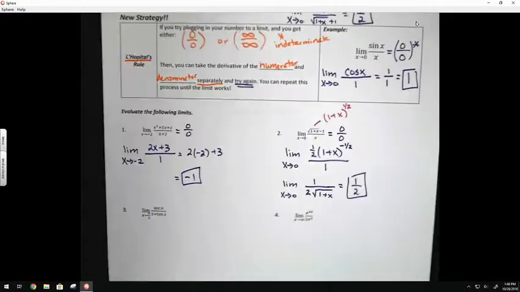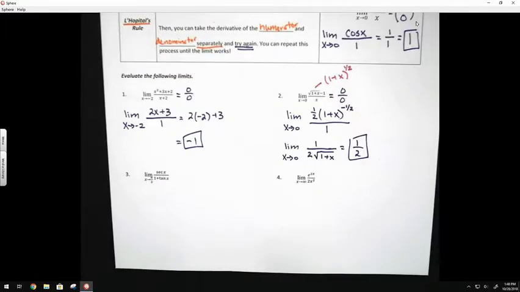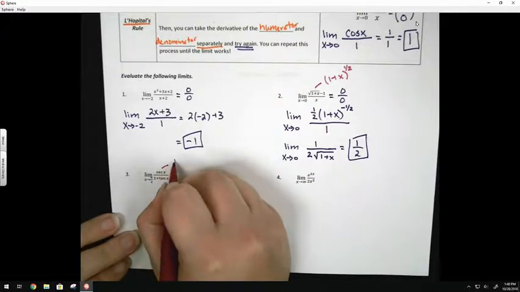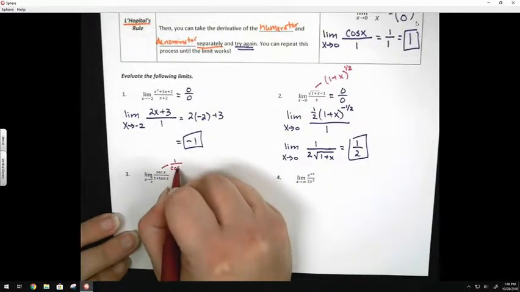So now we're going to look at the limit as x approaches pi over 2 of secant x over 1 plus tangent x. Well, secant of x, we have to remember, is the same as 1 over cosine of x.